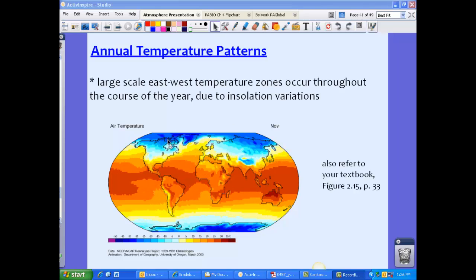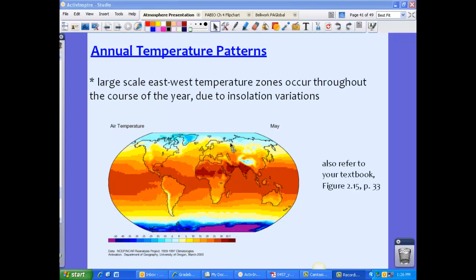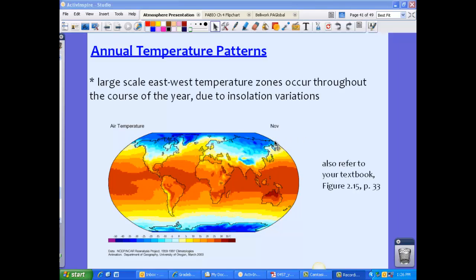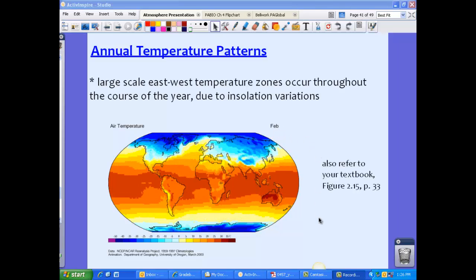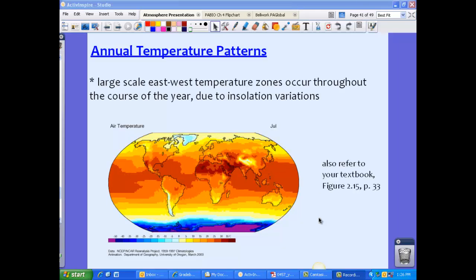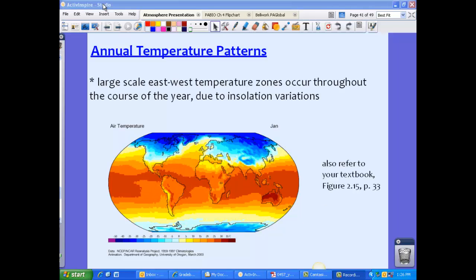It's coming up. Notice it gets much colder in the winter time in the northern hemisphere, whereas in the summertime, also in the northern hemisphere, it gets a little bit warmer. It goes quickly, you have to take a look. Now these are due to the insolation variations. So you can see that east to west temperature zone varies as the year progresses.